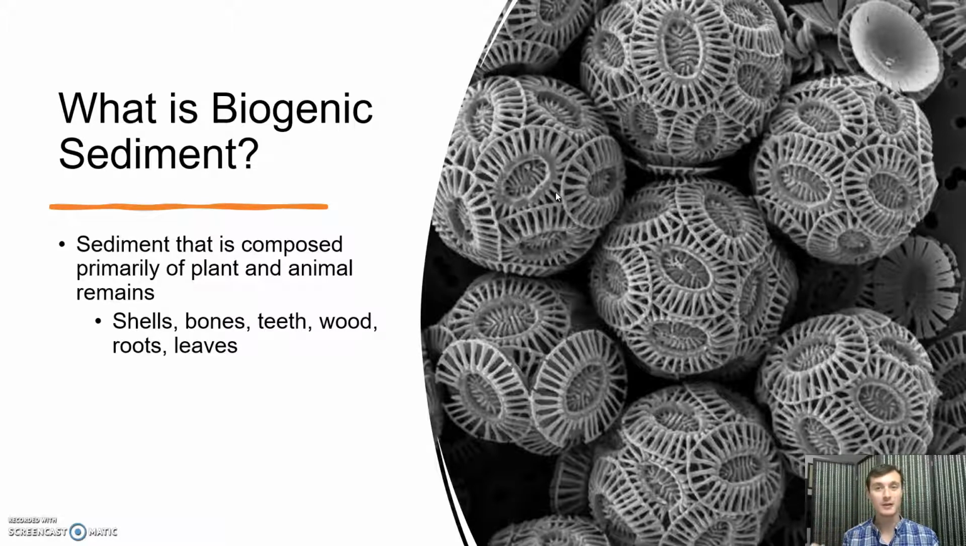It's going to be sediment that is composed of some kind of animal or plant or living organism's remains. But it doesn't just have to be little tiny organisms either, as we'll see. It could be a rock that's made out of shells or bones or wood or teeth or anything that was once living to be biogenic.